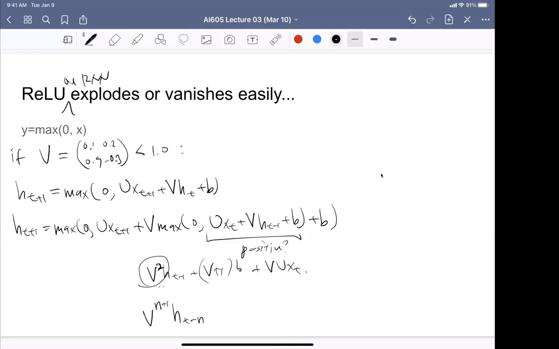And what's wrong with this value? If you keep multiplying it by itself with this n plus one, the value of your dependency will basically vanish, right? But that's maybe not too much of a problem. The real problem happens when it's the other way. If V is too large, right? What if it's bigger than one?